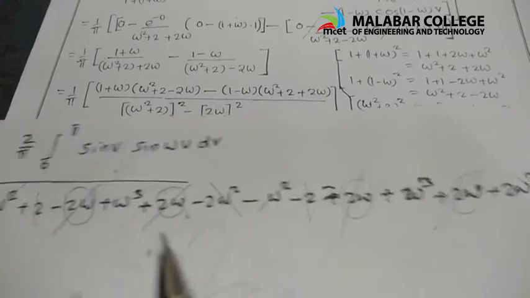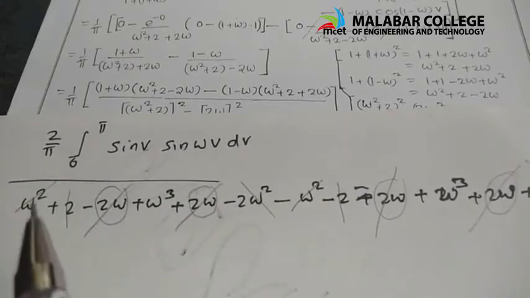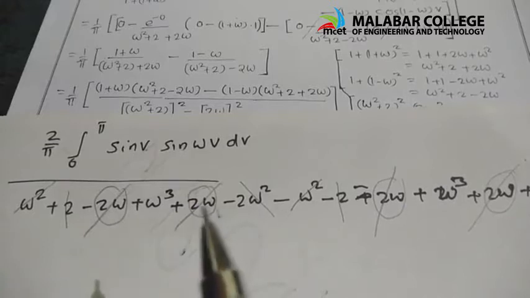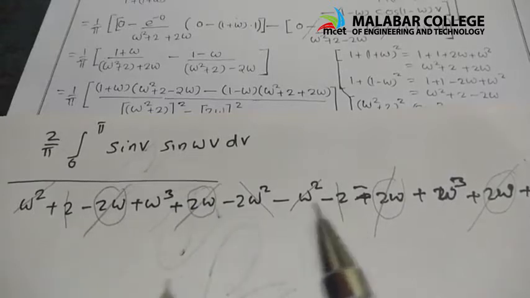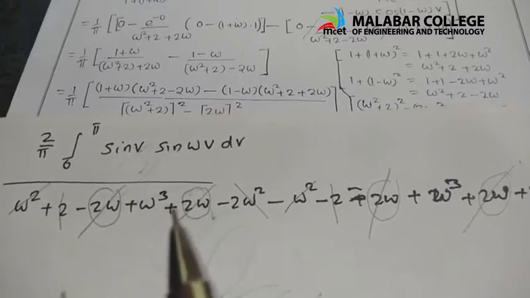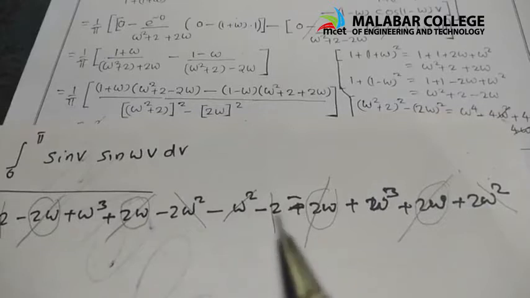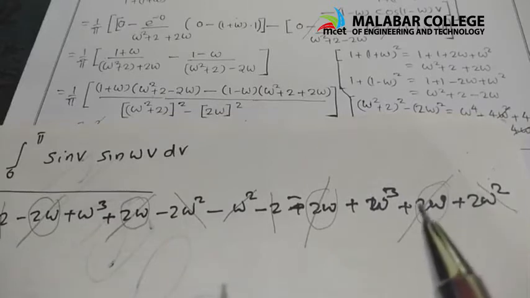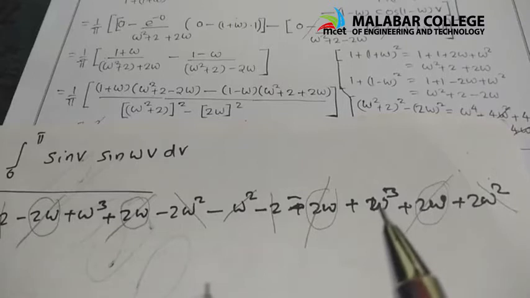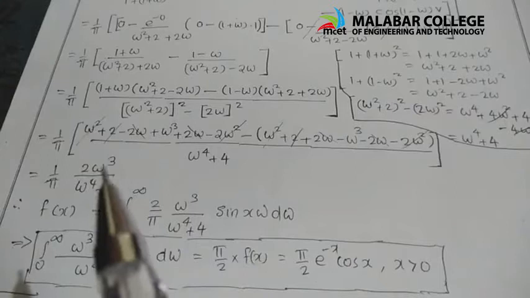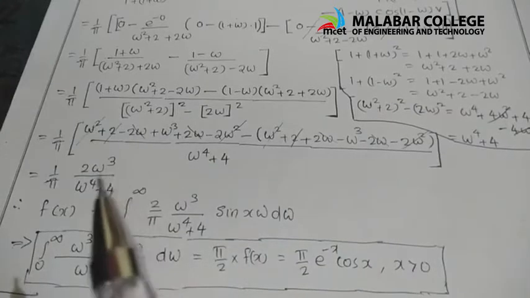Then cancelling the plus and minus terms, omega square and omega square are cancelled here. Minus 2 omega plus 2 omega cancelled here. Then 2 and minus 2 are cancelled here. So what is remaining here? This term here, minus omega square, is already cancelled here. Then this minus 2 omega square is cancelled here. This 2 omega cancelled here. So only two terms are remaining here. One is omega cube, one is omega cube, which is 2 omega cube. The numerator will come only 2 omega cube.